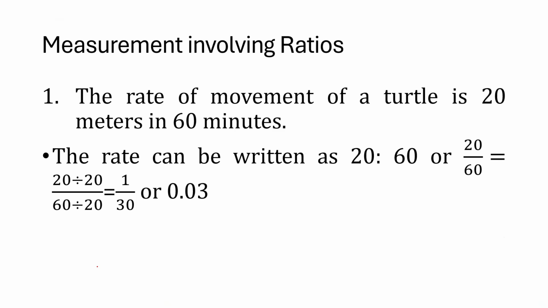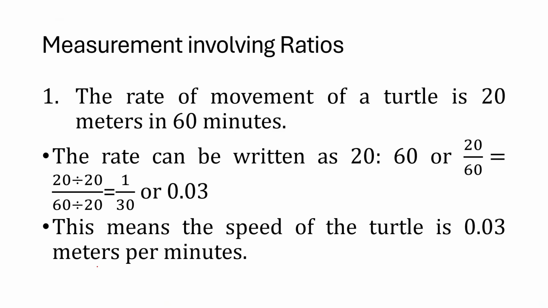Number 1 is a rate, the rate of the movement of the turtle. So this means the speed of a turtle is 0.03 meters per minute. So that's it. That's the answer of number 1.